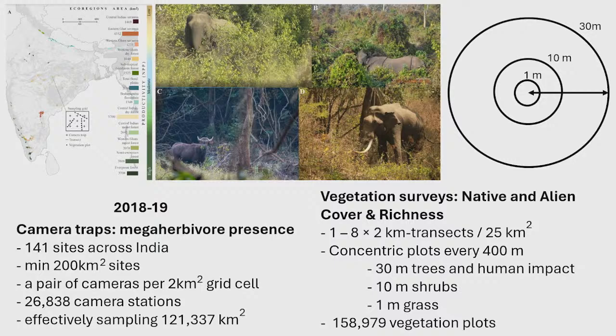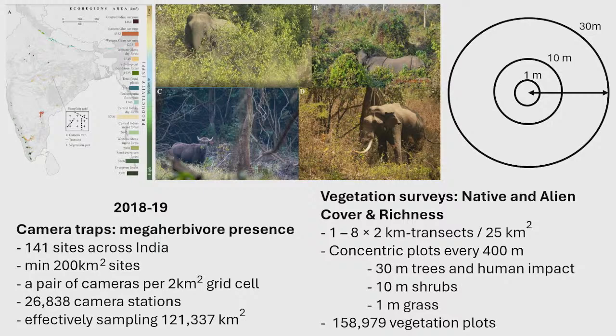And within each of these 141 sites, the sites were at least 200 square kilometers large, and then they put a grid of 2 by 2 kilometers onto each of these sites, and then a pair of cameras per grid cell. So they ended up having almost 27,000 camera stations, and they effectively sampled over 120,000 square kilometers. This study actually got into the Guinness World Book of Records for the biggest trap camera study ever.